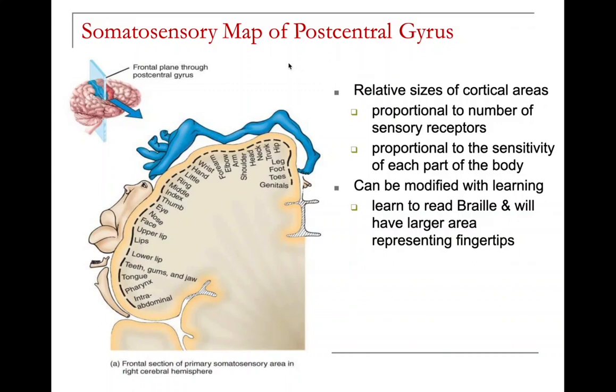So this is a somatosensory map of the postcentral gyrus. You can see they've taken body parts and drawn them on the outside of the brain in areas close to where they would be on the brain, and they make the body parts size proportional to indicate how sensitive that area is. So you can see you get a big hand and big lips on here.